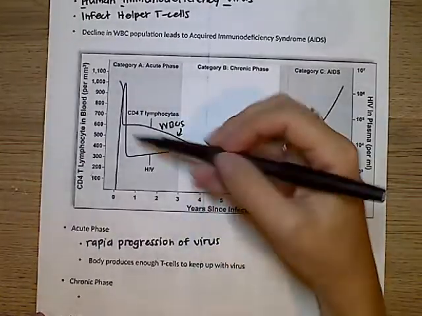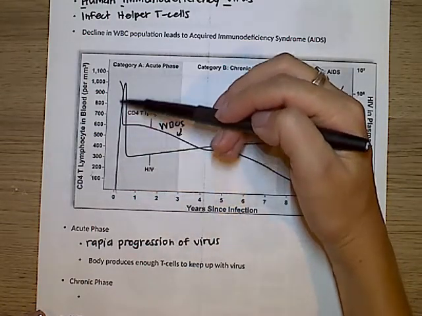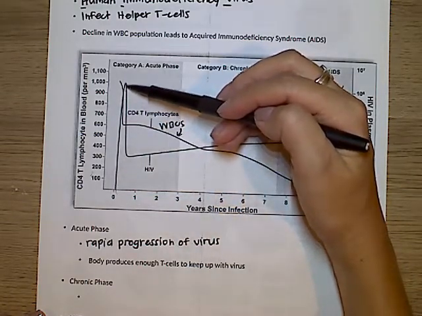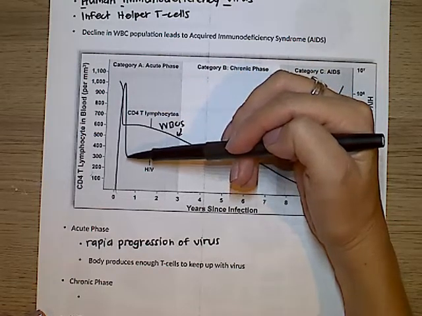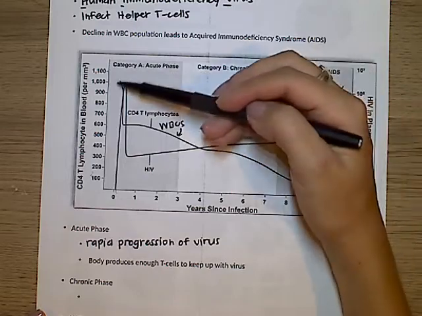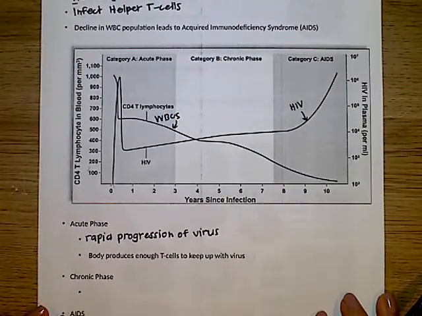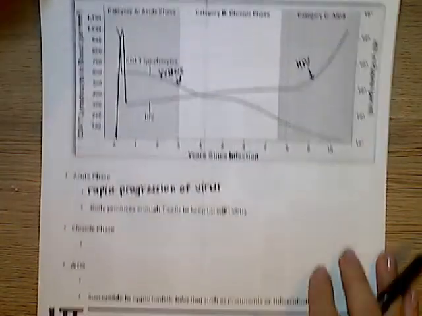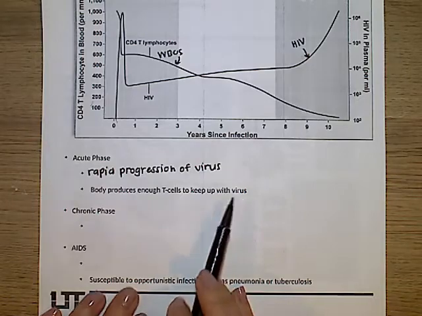So upon initial infection, the amount of HIV virus in the blood goes way up super fast, but then you'll see almost immediately we've got a really quick drop. So initially your immune system is doing what it's supposed to do because you still have a high amount of those white blood cells and it's kind of fighting off that infection. So your body is producing enough T cells to keep up with the virus.